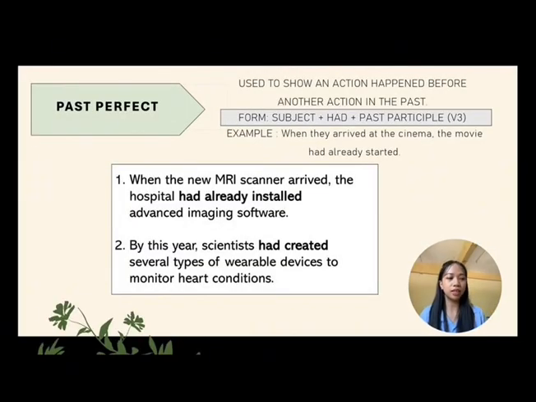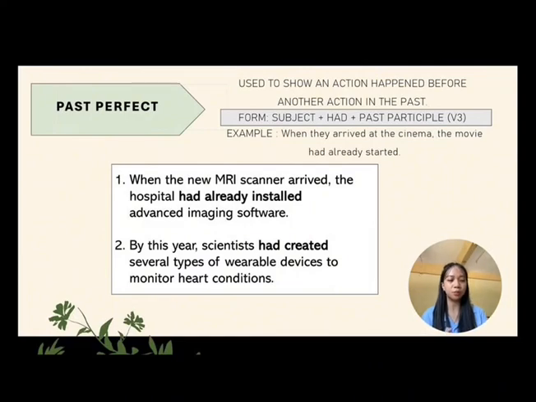Next is past perfect. Past perfect tense is used to show an action happened before another action in the past. For the formula, subject plus had plus past participle, V3. Example, when they arrived at the cinema, the movie had already started.